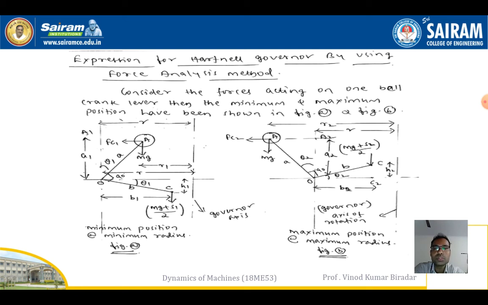Okay, and these are the forces generated at the maximum position and the minimum position. Similarly, at the maximum speed, these are the forces which will develop at the maximum position. So this is about the block diagram of the Hartnell governor, with the help of the force analysis method.